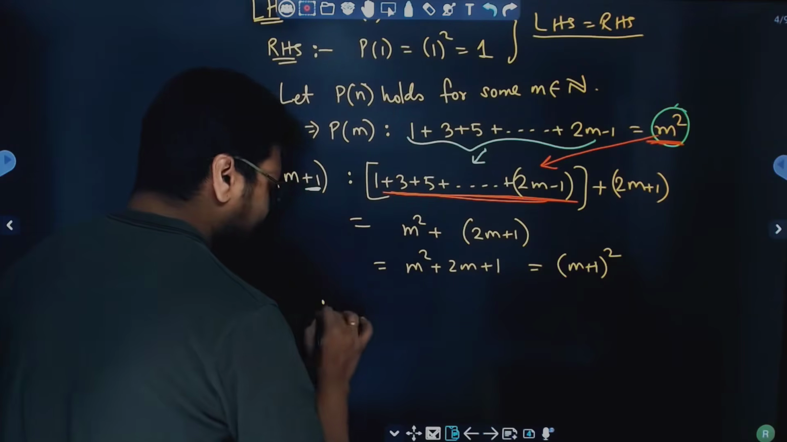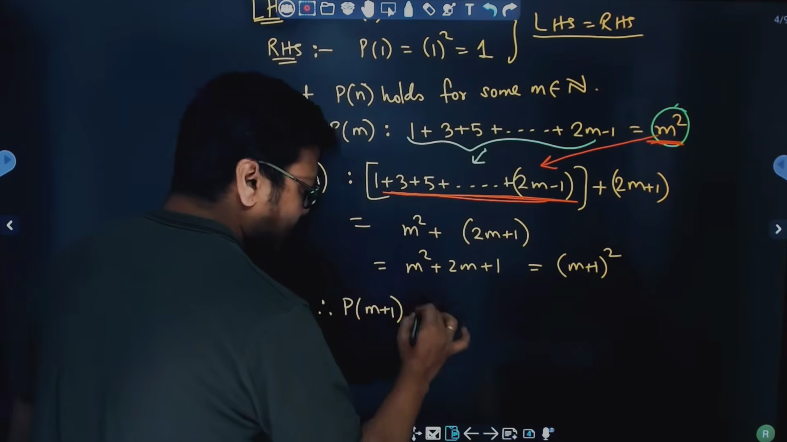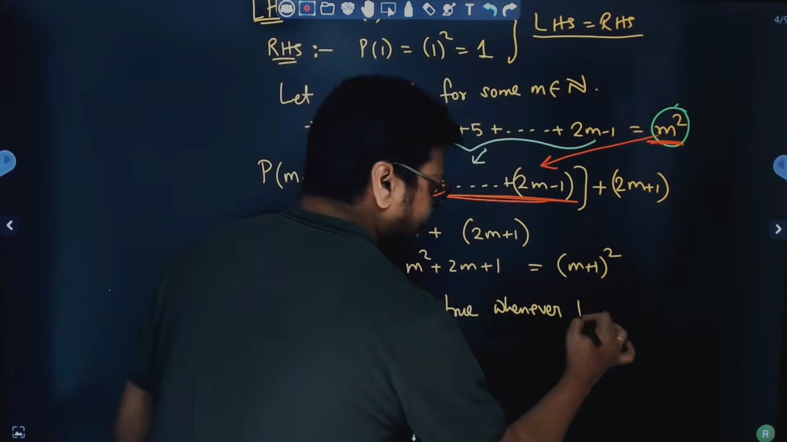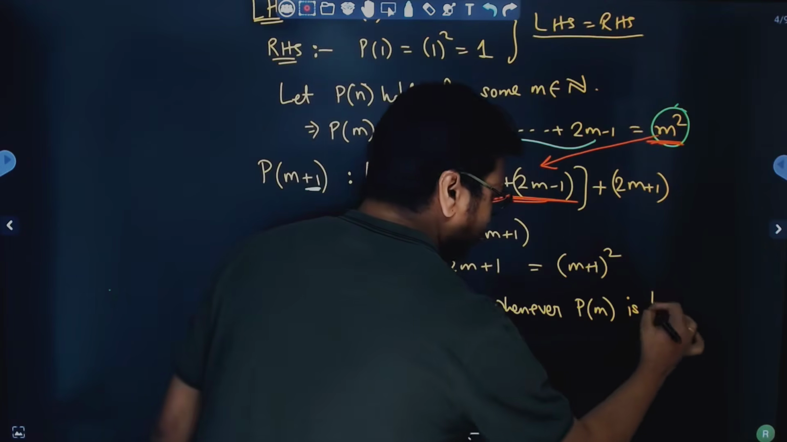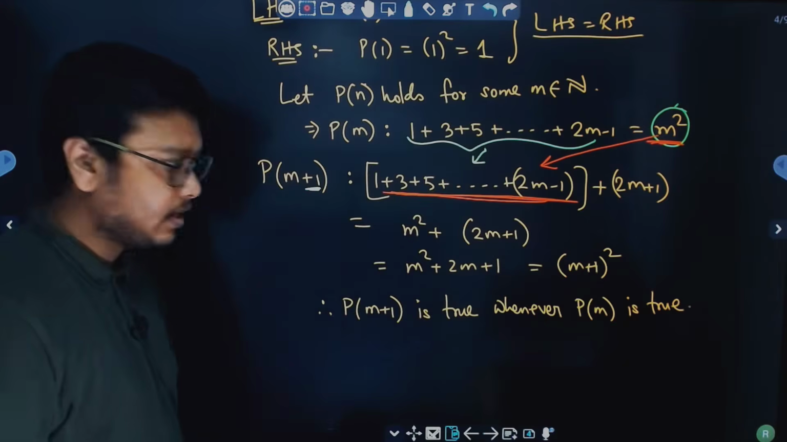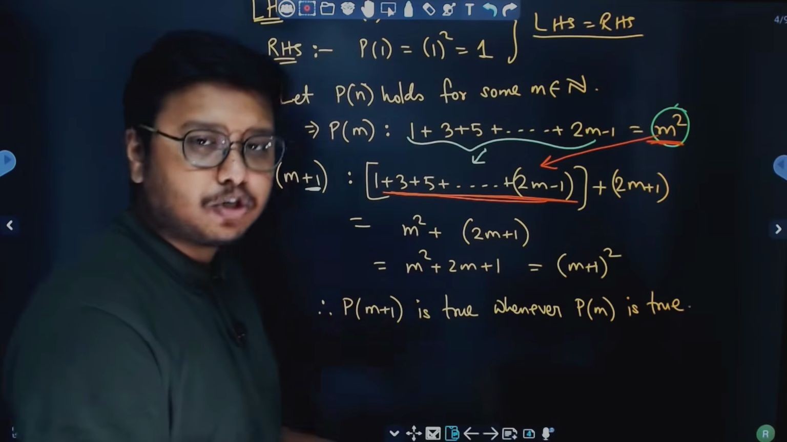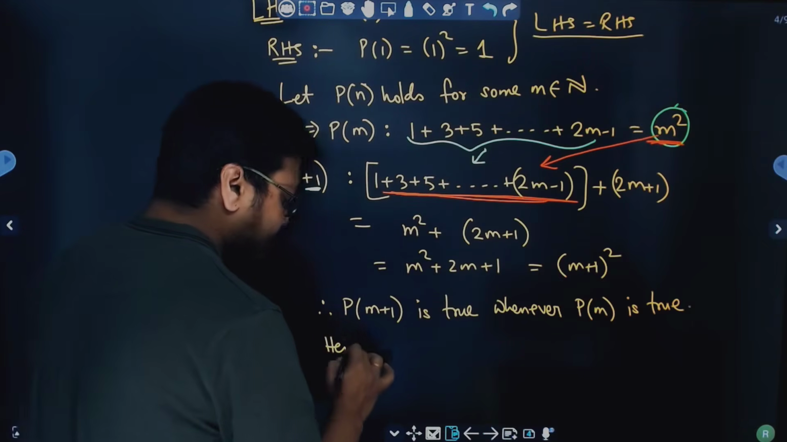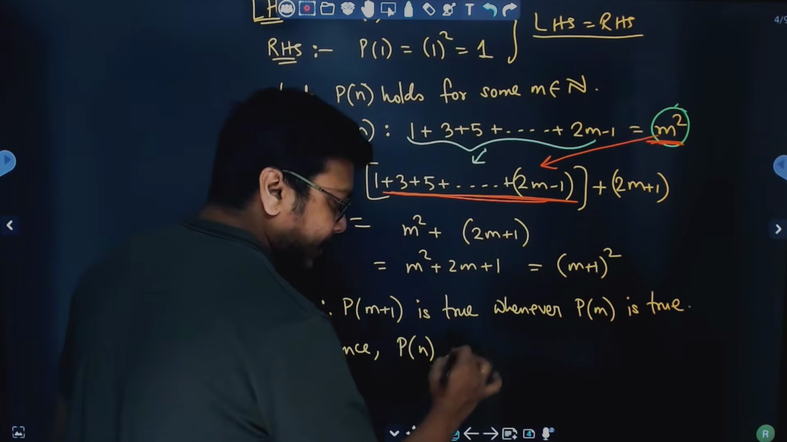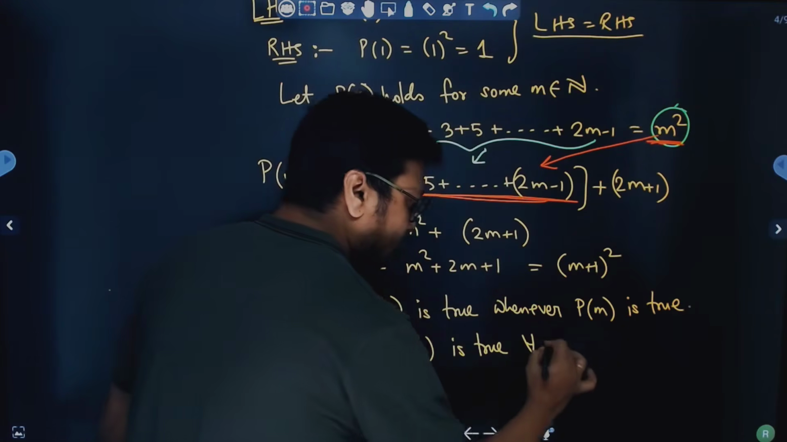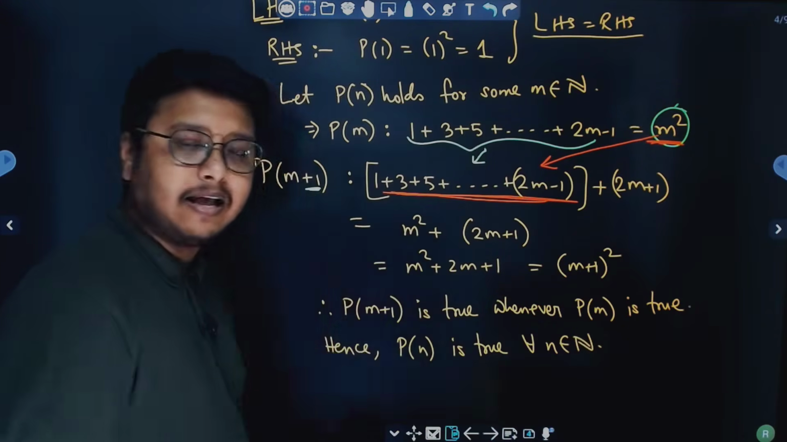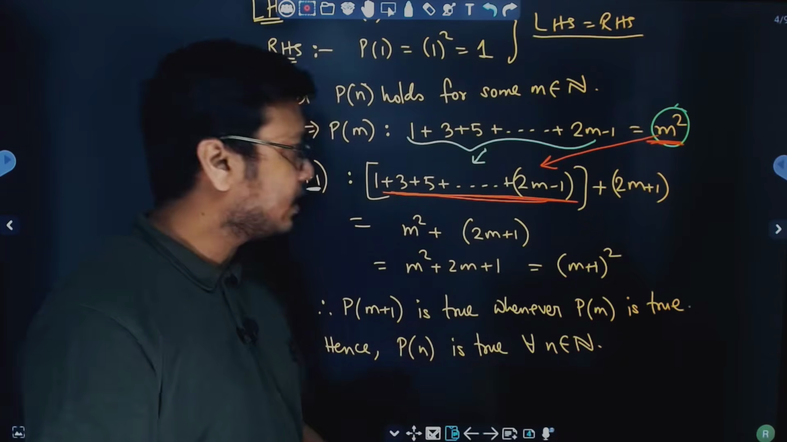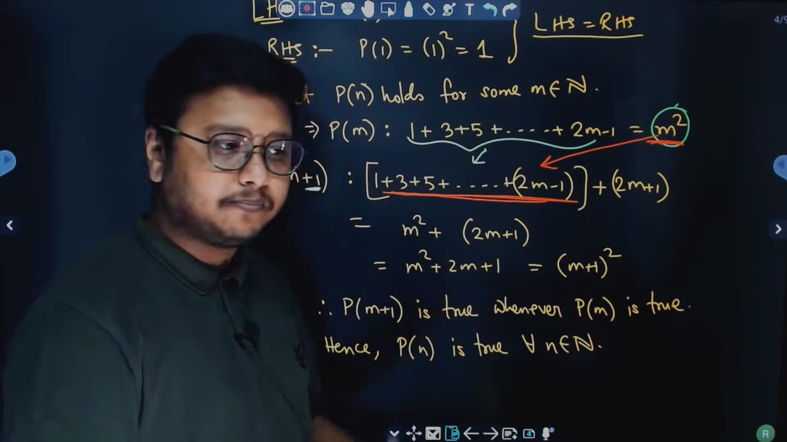So we can say that therefore Pm plus 1 is true whenever Pm is true, right? So from the first principle of induction, we can finally conclude that hence our mathematical statement Pn is true for all natural numbers n, and this has been established using the first principle of induction. Okay, so now let's take a look at another problem.